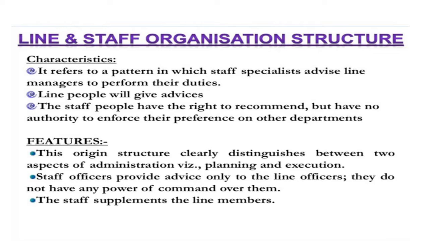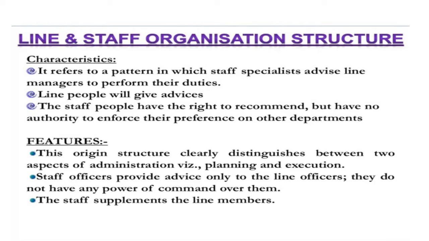Okay, so suppose a production manager is there. Now they would like to manufacture one new concept, a new product itself. The production manager is able to produce the goods, but his technical knowledge of the new product will be less. That's why the organization will appoint one specialist to assist the production manager in manufacturing the new unit, that is the staff. So the staff people have the right to recommend but have no authority to enforce their preference on other departments. Features are: the structure clearly distinguishes between two aspects.